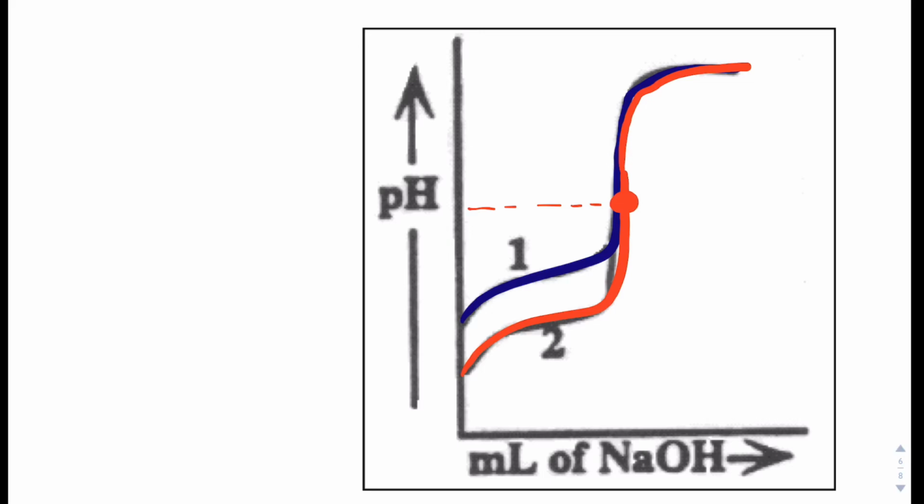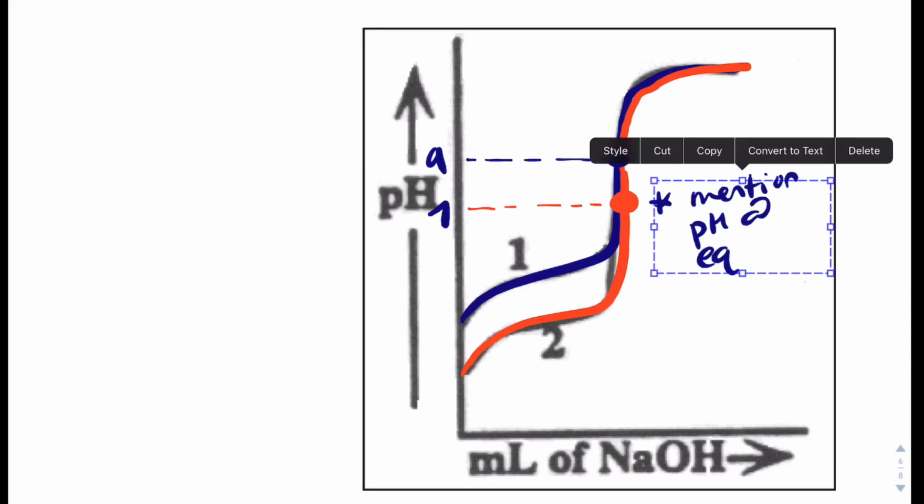And that pH would be about here. So what a lot of people would say is that acid 2, which is red, is the stronger acid because it has a lower pH. We'll talk about why that is true in this specific case, but a better reason to mention is the pH at the equivalence point. Because the pH, let's just call that 7, and this one 9, because the pH at the equivalence point is lower, it must have been a stronger acid. That's what I would say.